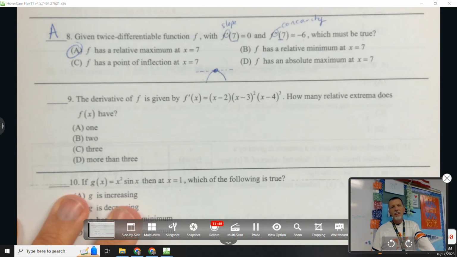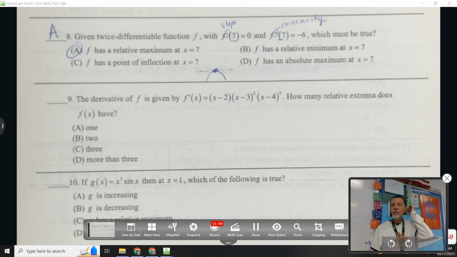I like those kind of questions. Heavy on the concept, light on the process of taking derivatives and quotient rules and sines and cosines. No, if you understand what's going on, it's an easy question.